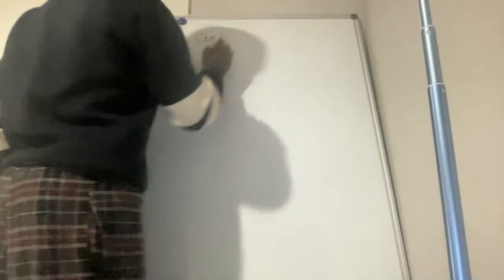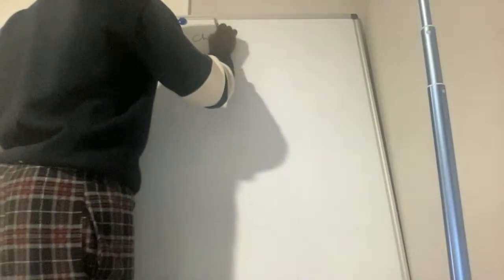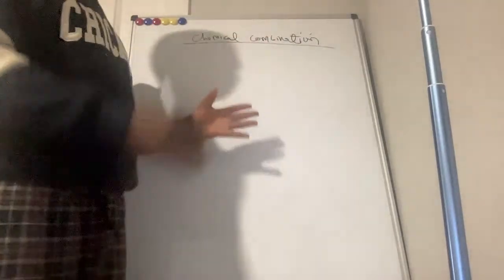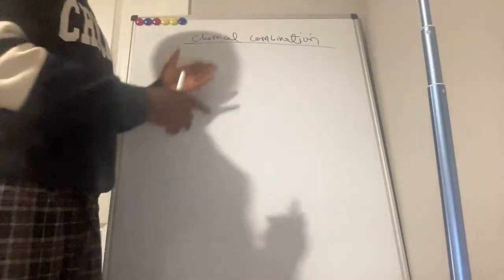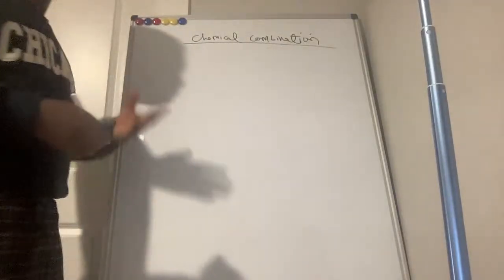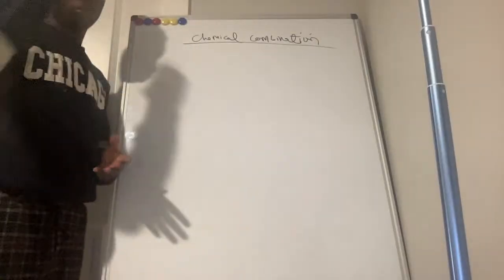So today's topic, let's look at chemical combination. Now, before we continue, combination is the coming together of two elements. When two elements combine together, they produce a compound.